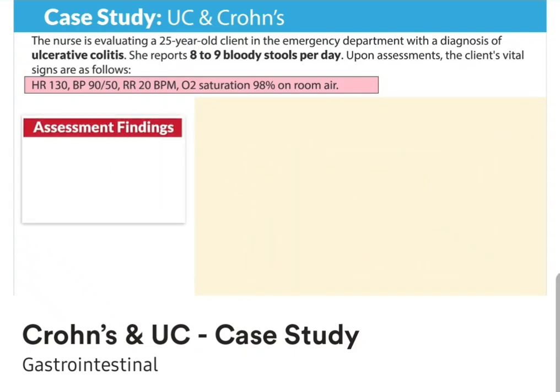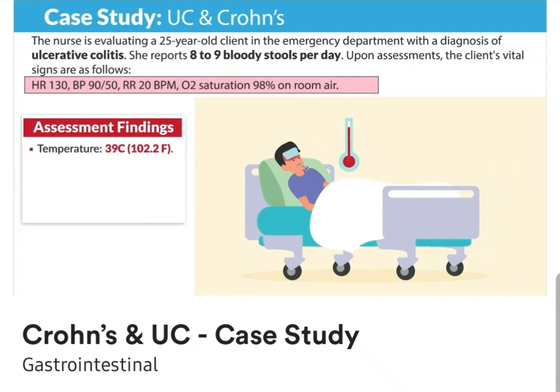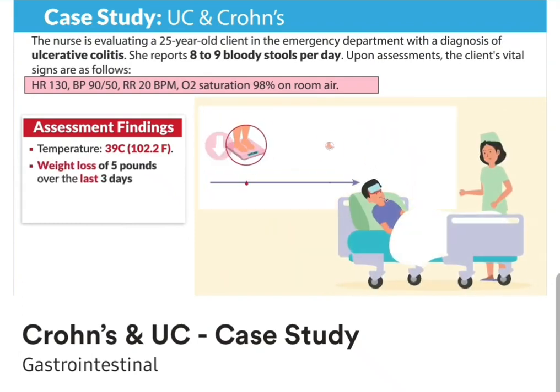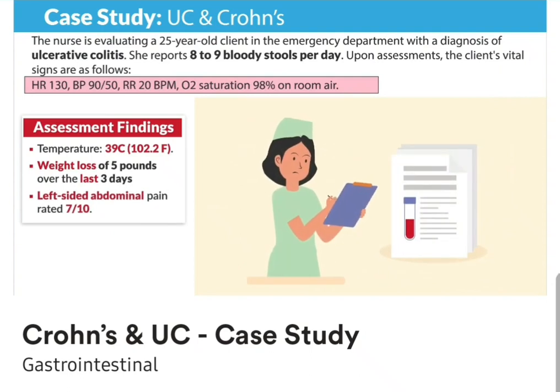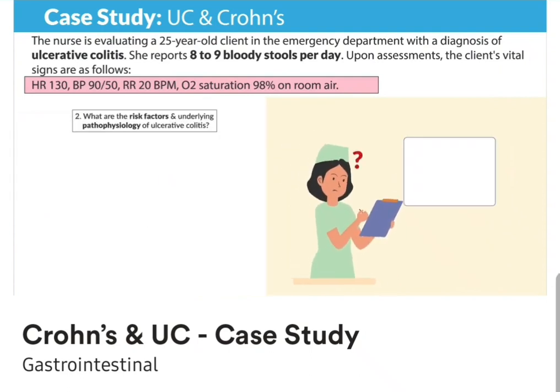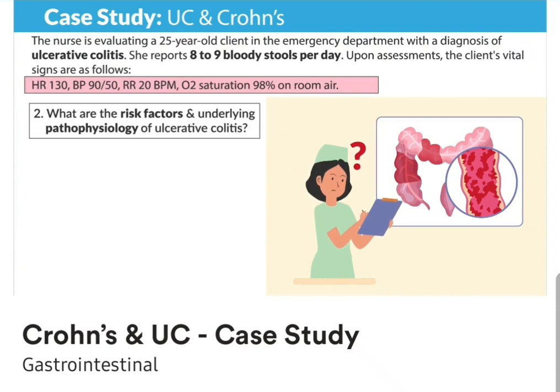Okay, the next part of this case study presents the temperature is 39 Celsius or 102.2 Fahrenheit. The client reports a weight loss of 5 pounds over the last 3 days, and also left-sided abdominal pain with a rating of 7 out of 10. The provider orders a complete blood count. Now for question number 2. What are the risk factors and underlying pathophysiology of ulcerative colitis?